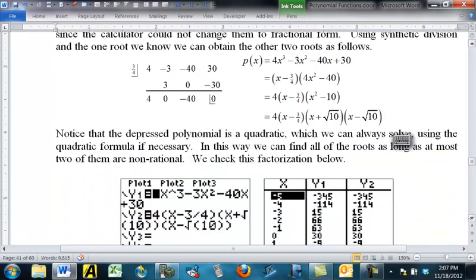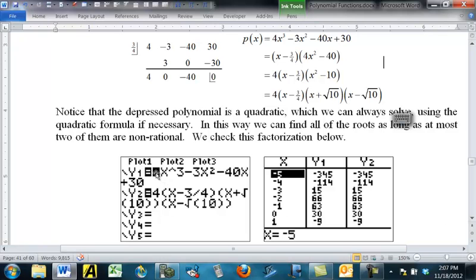Double check this to make sure it's right. Put it in here. That should say that's a 4 under the black box there. 4x cubed and so forth. The original, put in the factored version here. Check the tables. They match up. So it does check.